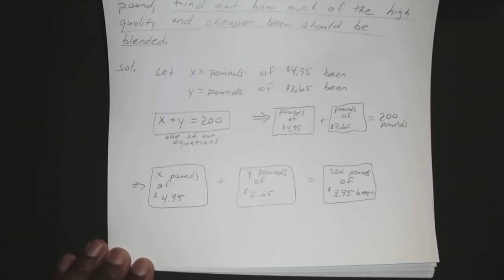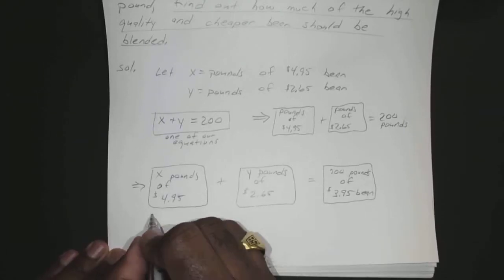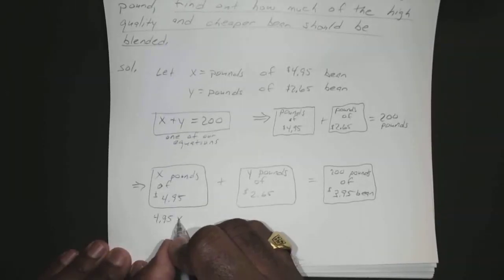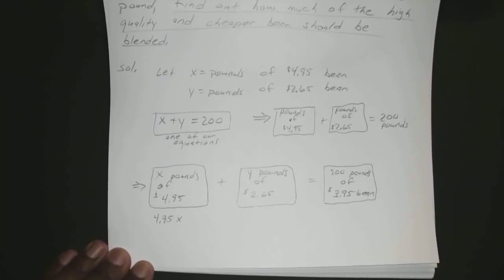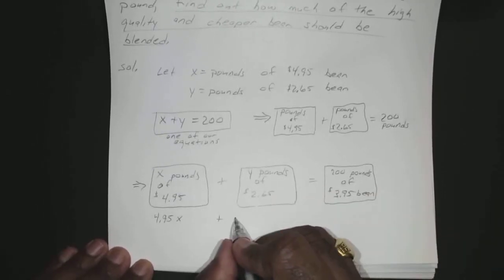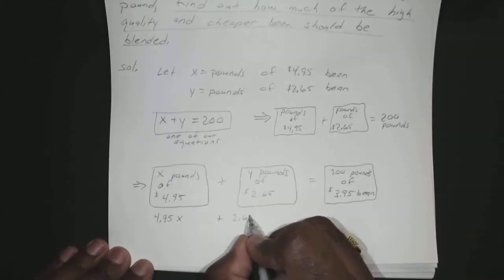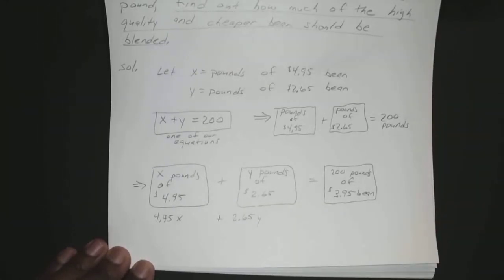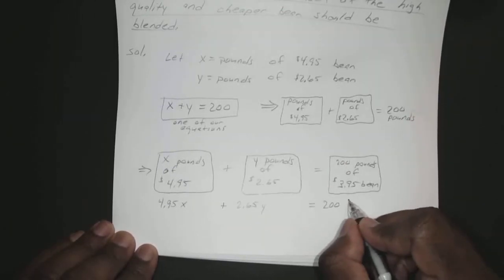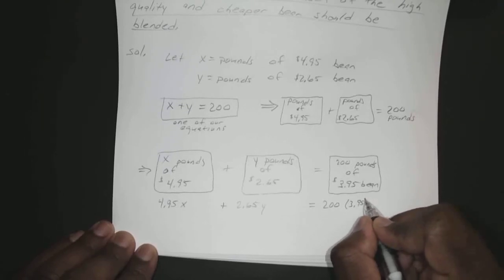Now we don't know how many pounds of each, but we do know that at $4.95 we had X number of pounds. If you had 1 pound, it'd be 4.95 times 1, or 4.95 times 2. We just don't know how many. Plus, same thing with the $2.65. We have $2.65 times some unknown number of pounds. But we know it's going to equal 200 pounds of a bean that's $3.95 a pound.